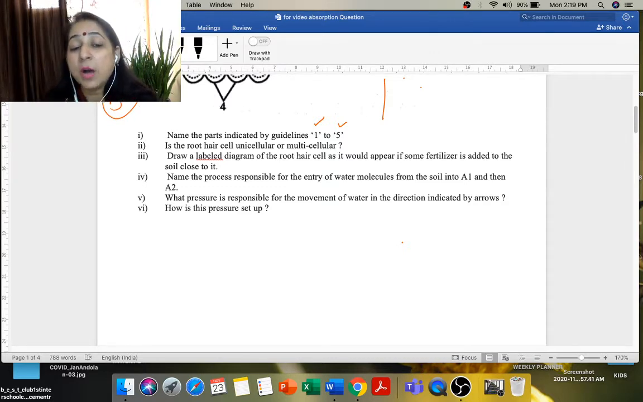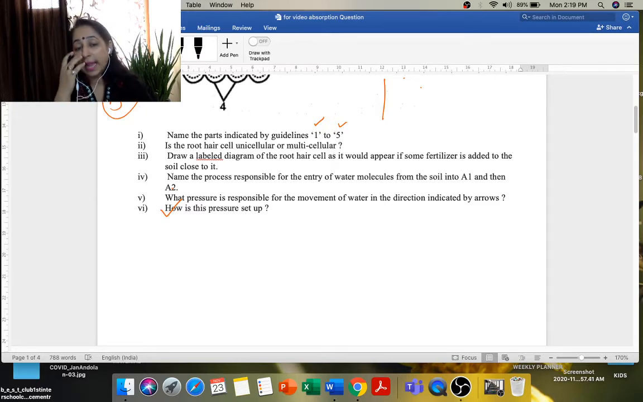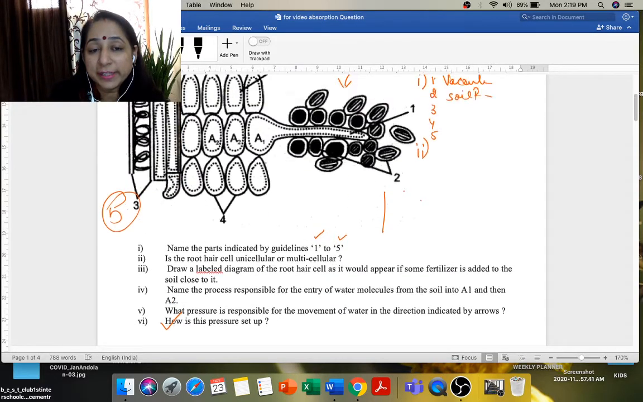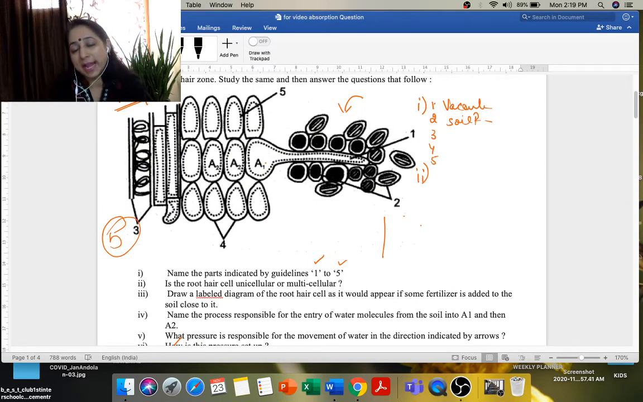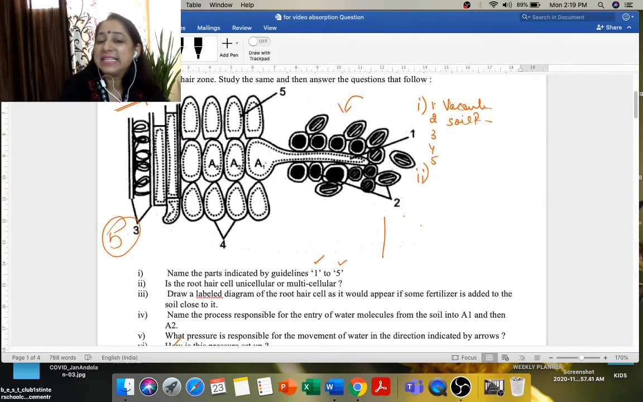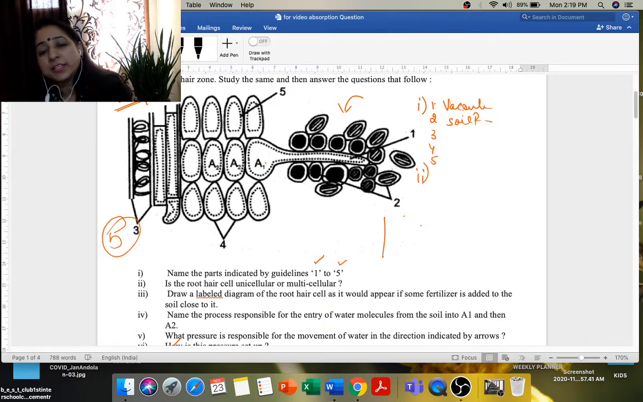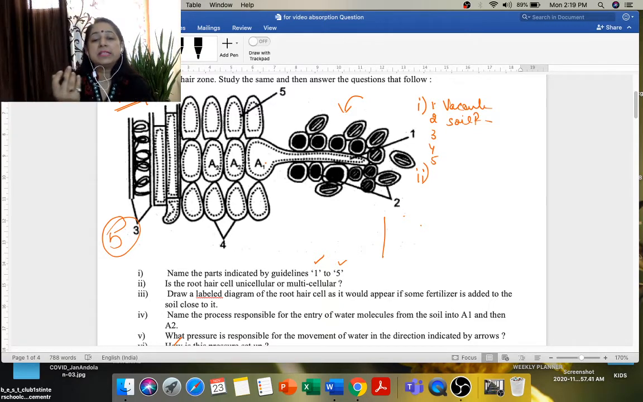How is the pressure set up? Now here you need to explain. This question says how is this osmotic pressure set up? So you need to explain this in at least 2 to 3 lines, how this pressure is generated. As and when the water is added to the soil, the water concentration outside increases and inside it's less. So it creates a concentration gradient and hence the water will start flowing from its higher to its lower concentration according to osmosis.